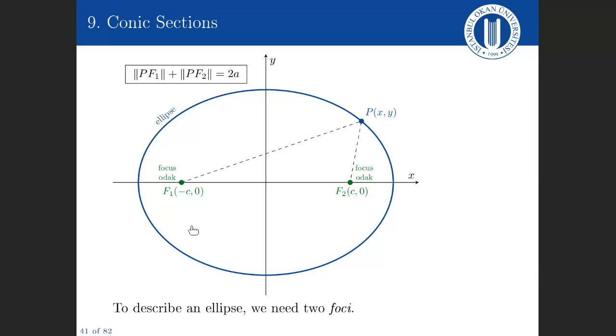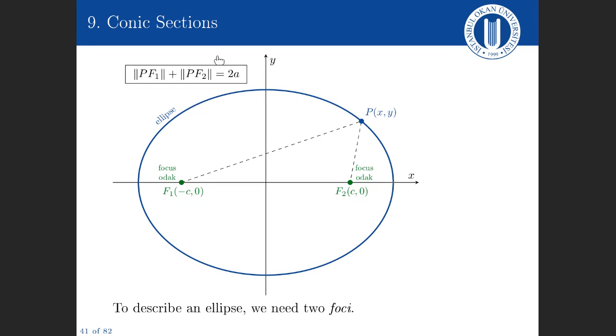To describe an ellipse, instead of one focus and a directrix, we need 2 foci. Focus is one of these unusual words where the plural is different than we would expect. We can have 1 focus or 2 foci. Let's suppose we have a focus at minus c, 0 and another focus at c, 0. Again, let P be any point on the ellipse, any point anywhere around here. We can measure the distance from P to the 2 foci.